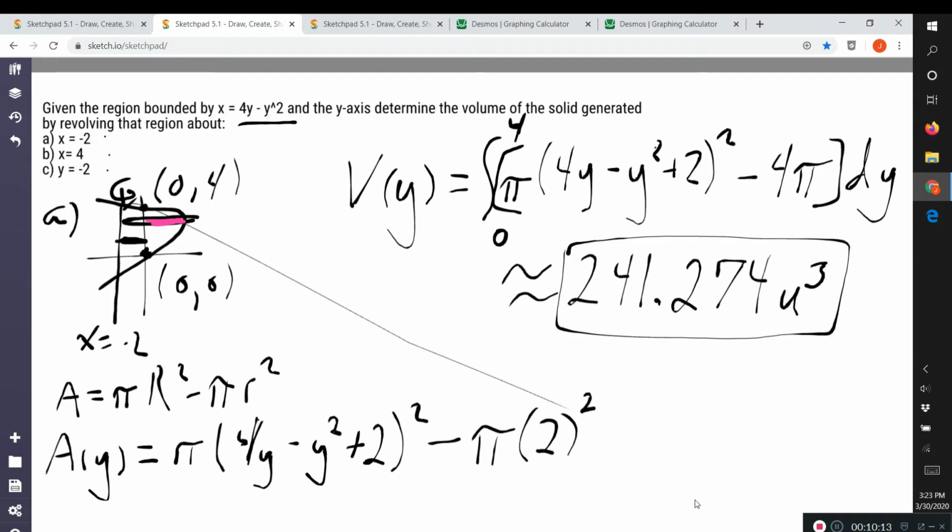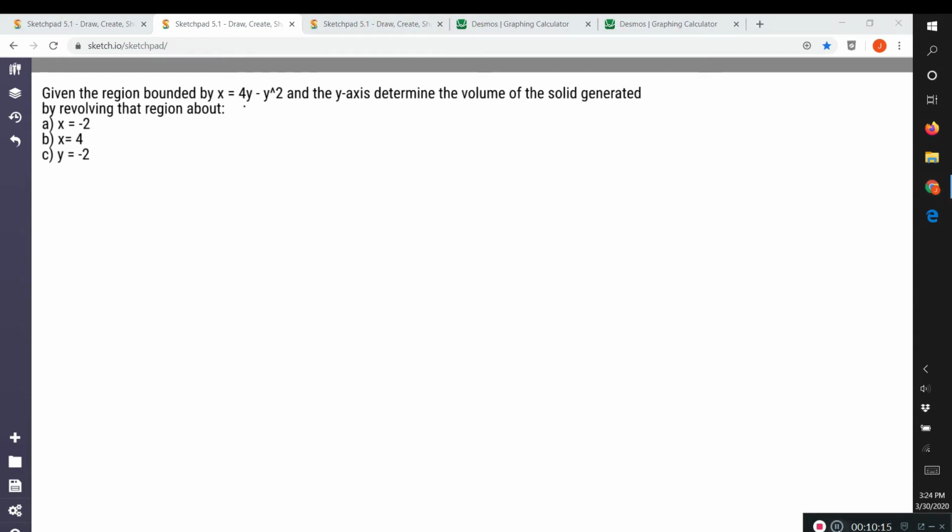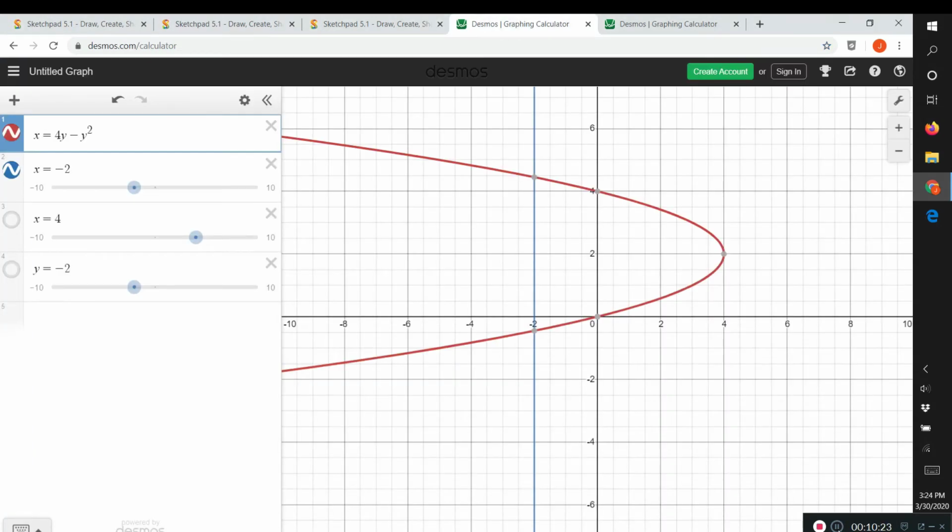All right, now we're going to move on to part B. Let me clear this. All right, so now we're rotating around the line x equals 4. So let's take a look what that would look like. So we're back to our graph here. The line x equals 4 is the green line over here. Notice that it intersects our parabola actually at the point 4, 2. And so we're just going to have to adjust our reasoning here.